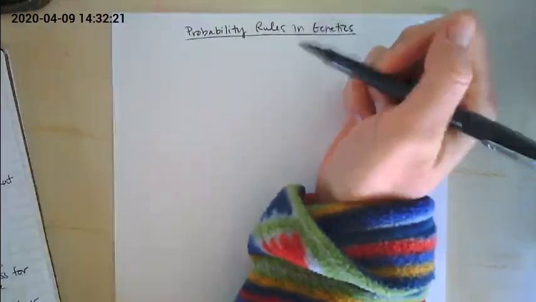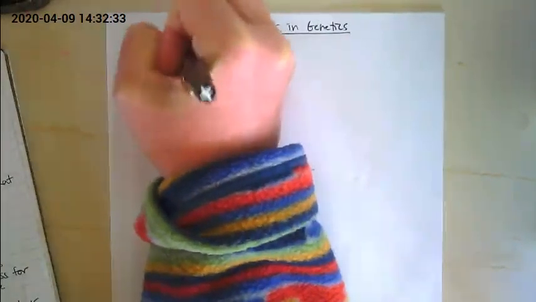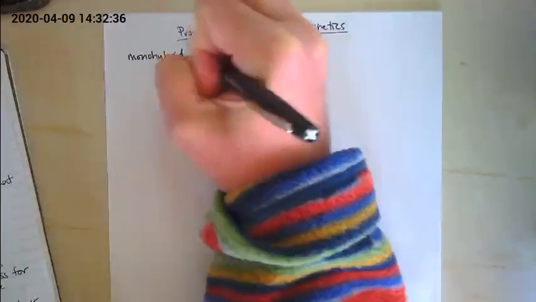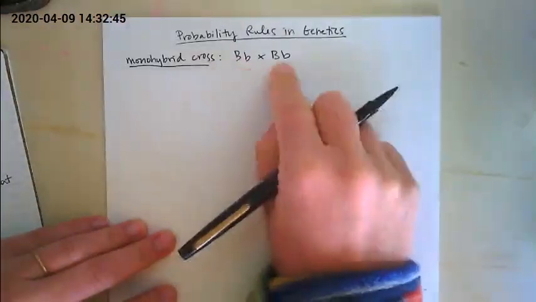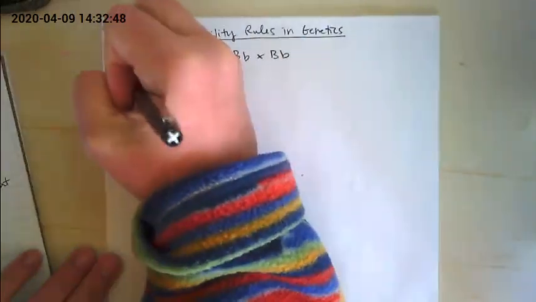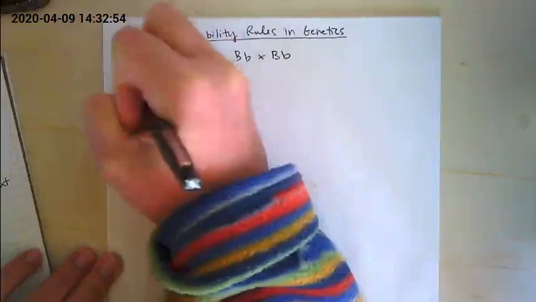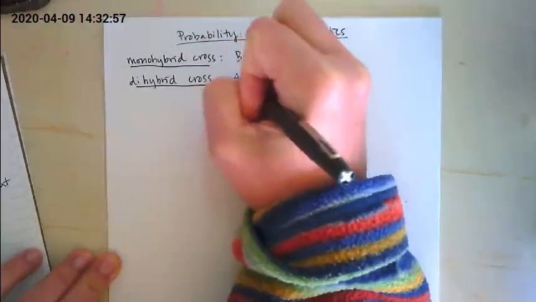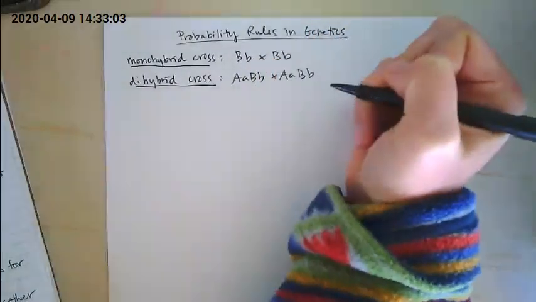So let's talk about why we would need to use probability rules, or even why do we need to use math in biology? A couple weeks ago, we learned about monohybrid crosses. For a monohybrid cross, remember we were looking at crossing one trait. And just yesterday we learned about dihybrid crosses, and that's when we were looking at the inheritance of two traits. How do you do those problems?